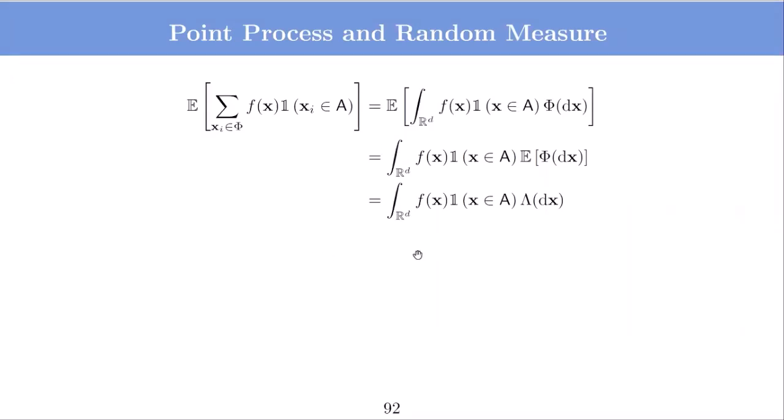So this is a very simple result. If I have to compute this, I will just take the function, compute the expectation measure, and integrate over it. And if lambda has a density, then lambda(dx) would be equal to lambda(x) dx. If it's uniform, then this will be equal to just lambda times dx.